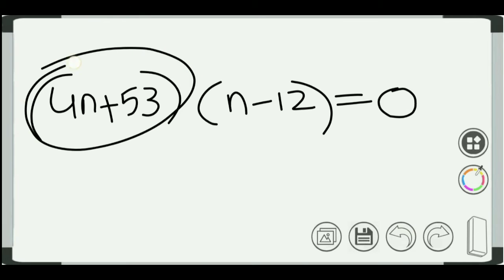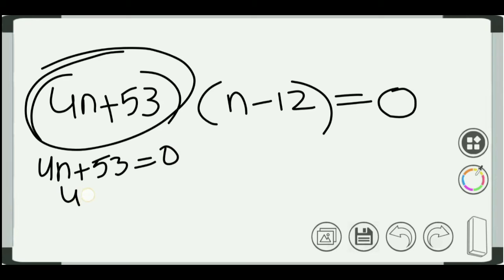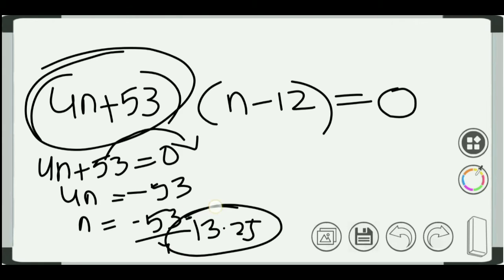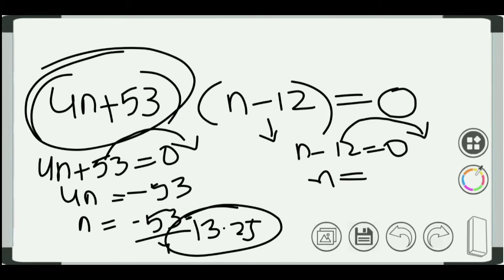First of all, I am equating this one. 4n plus 53 is equal to 0. So 4n is equal to minus 53. n is equal to minus 53 divided by 4, which is a decimal value, around minus 13.25. Now equate this one. n minus 12 is equal to 0. Therefore, n is equal to 12. 12 will go this side, so minus 12 will be plus 12.